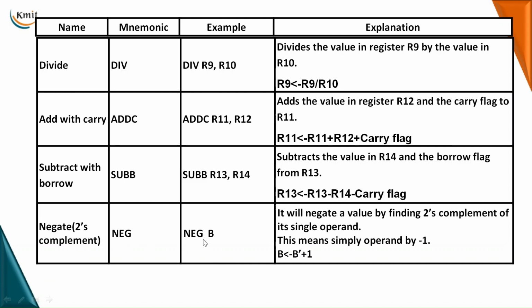So, for example, NEG B means that it will negate a value by finding the 2's complement of an operand. Here the operand is B.